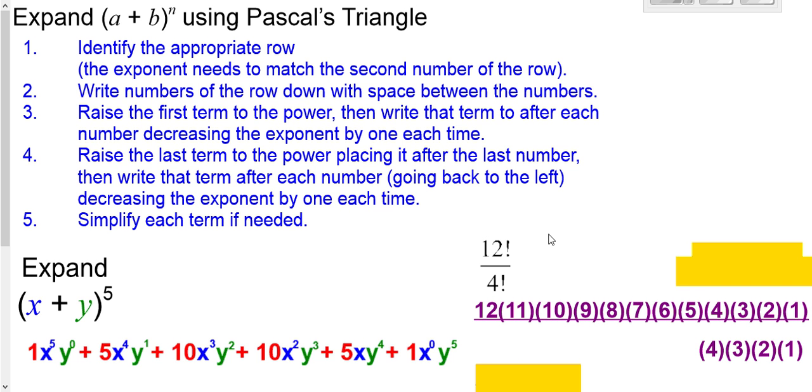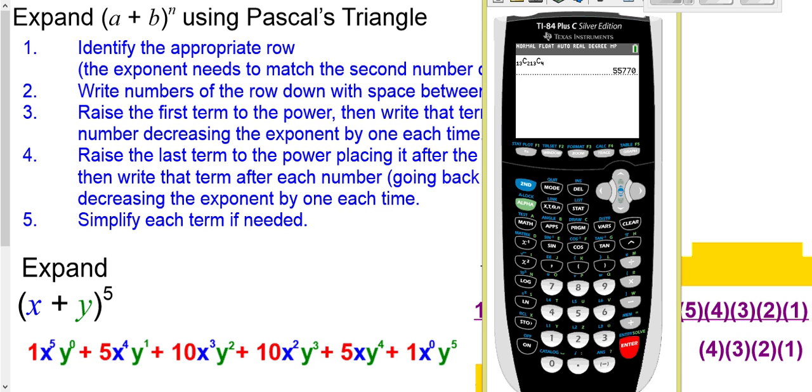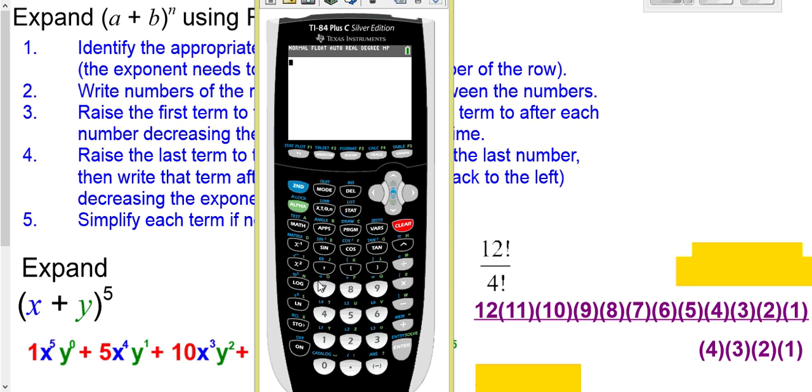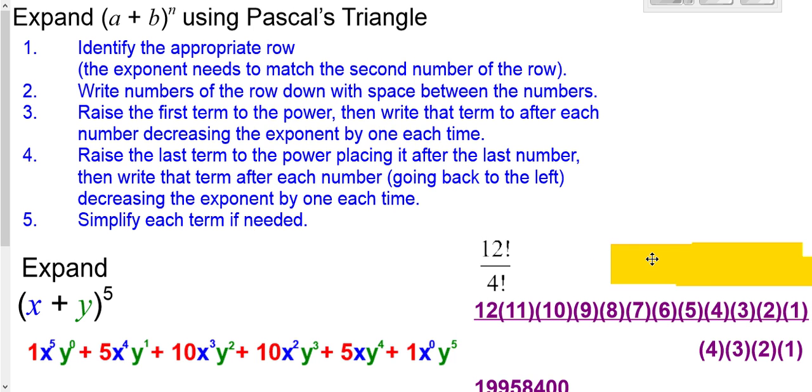Sorry about that. So we could actually just type this into our calculator. We could go ahead and go 12, hit math, arrow over to prob, hit number 4, which is your factorial, then hit divide, go 4, go back to math to get the factorial underneath prob. And that's another way we could go ahead and work that out versus doing it by hand.